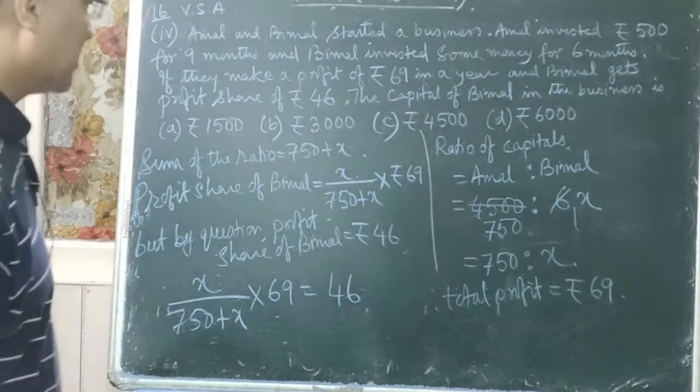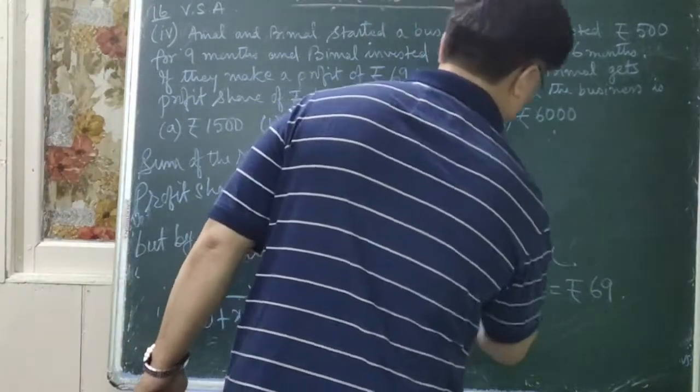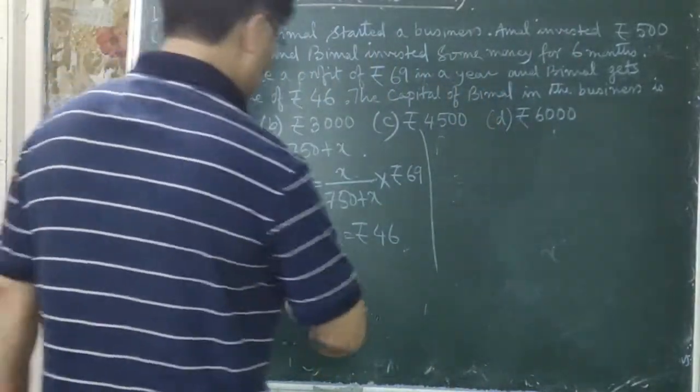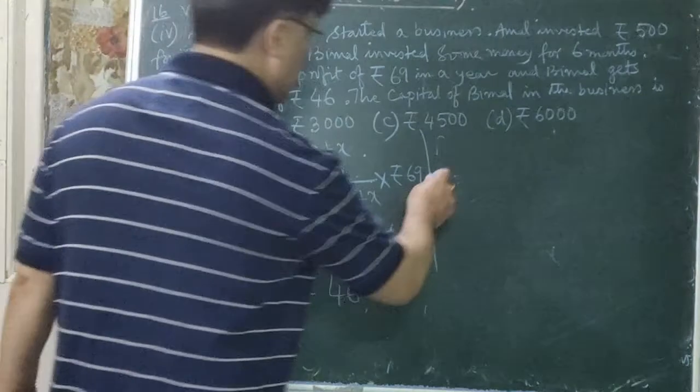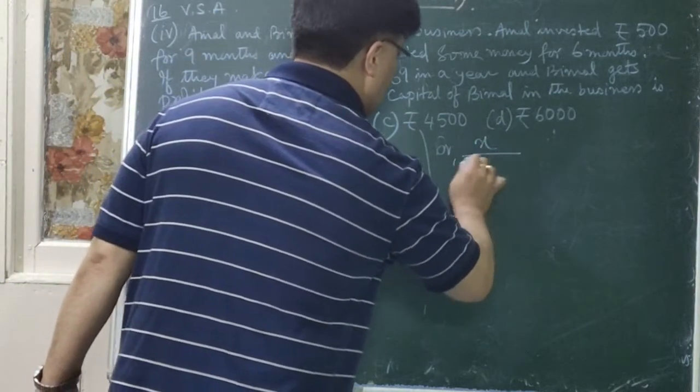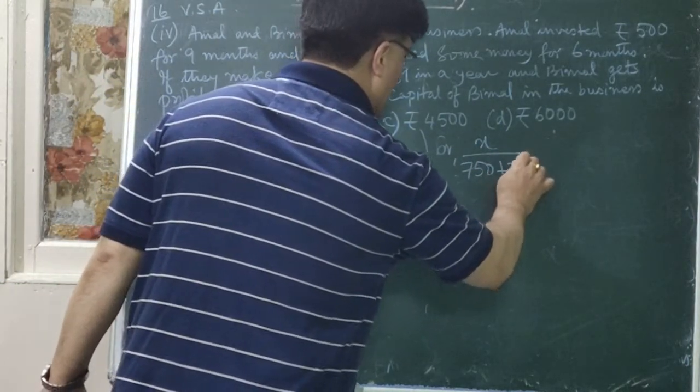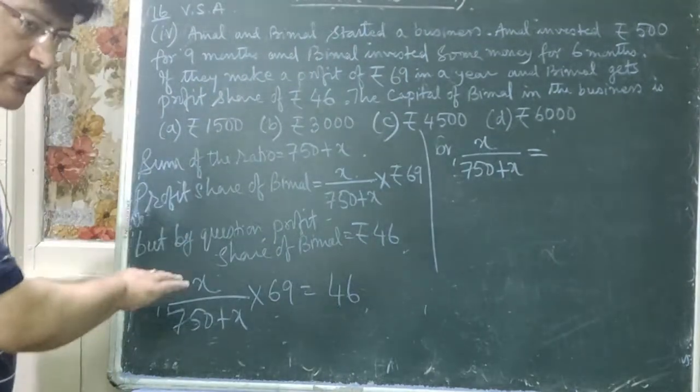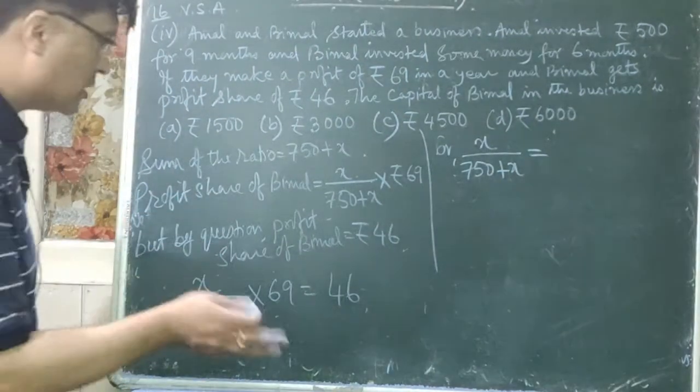Okay, so let us get the value for x here. So now in this case, 69 is taken to the right hand side, so x upon 750 plus x is equal to 46 upon 69, where 69 is taken to the right hand side, so it goes to the denominator.